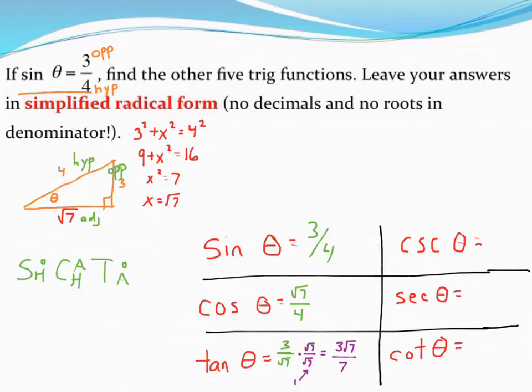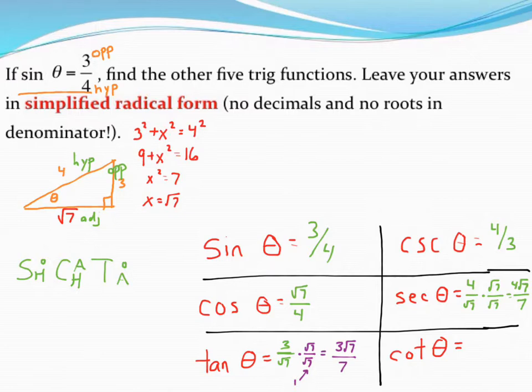Okay? In our last video, we were also introduced to this idea of the 3 reciprocal trig functions. So the reciprocal of sine is called cosecant. So to find the cosecant of theta, just do the reciprocal, flip the sine fraction around, so 4/3. Secant is the reciprocal of cosine, so flipping over my cosine ratio gets me 4 over the square root of 7. Well, once again, we have that square root in the bottom, so I need to simplify that. It's an easy thing to do, though. Multiply top and bottom by that square root, so I end up with 4 times the square root of 7 over regular 7.